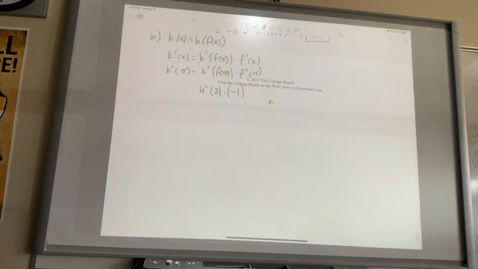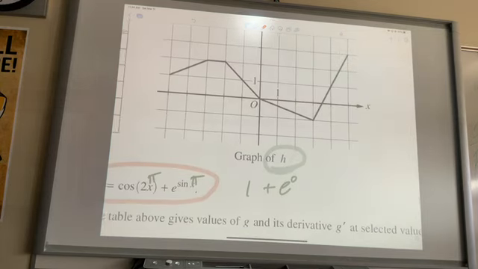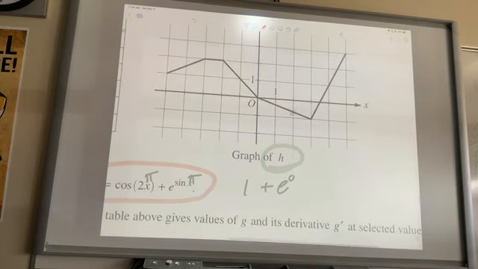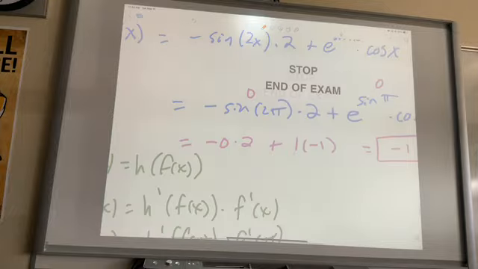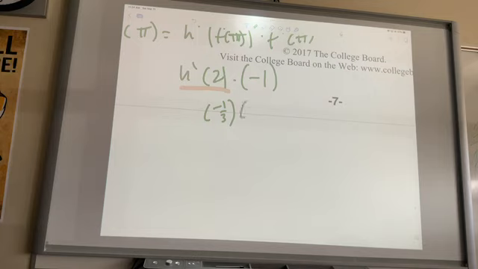Now I still need to do H prime of 2. It's negative 1/3, right? So 1/3 is the answer? H prime of 2. Remember that being slope? And so we just count it. Down 1 over 3, right? So that's negative 1/3 times negative 1. My handwriting was so bad I messed it up.